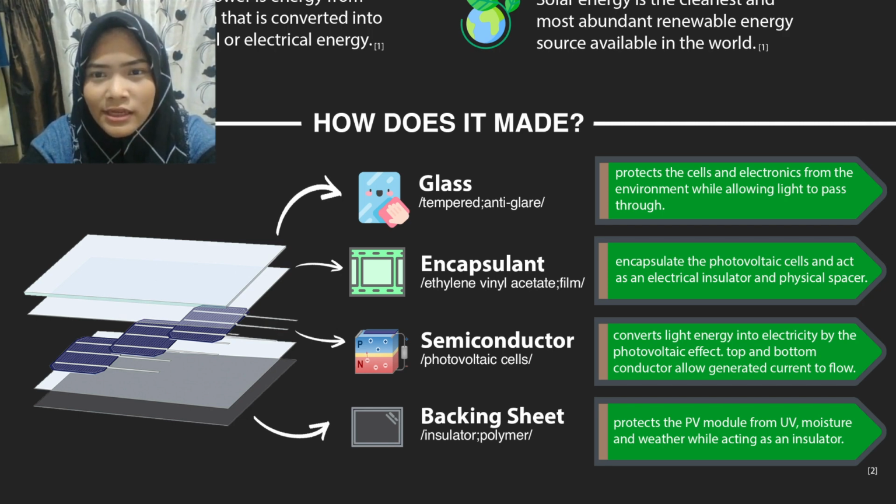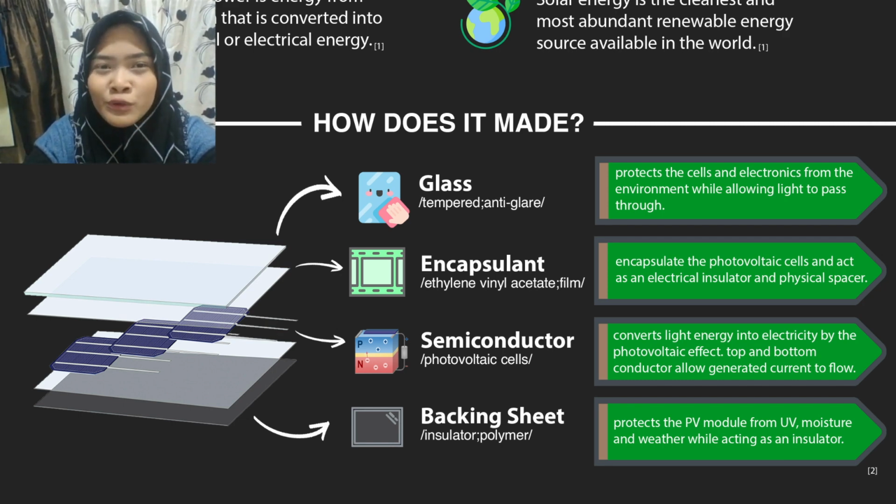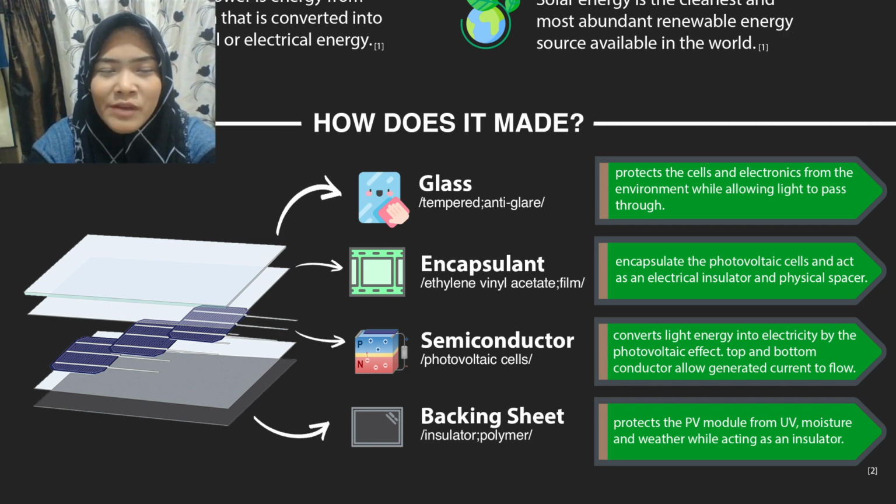Glass protects the cell and electronics from the environment while allowing light to pass through. The front glass protects the PV cell from weather and impact from hail or airborne debris. The thickness is within 3.0 to 4.0 millimeters and resists mechanical load and extreme temperature changes.